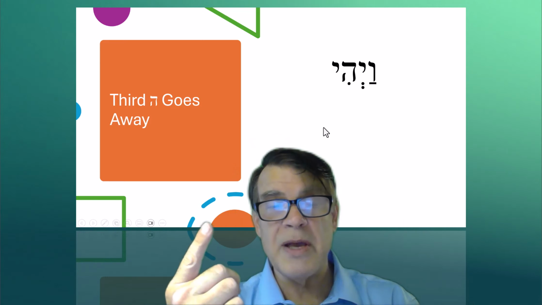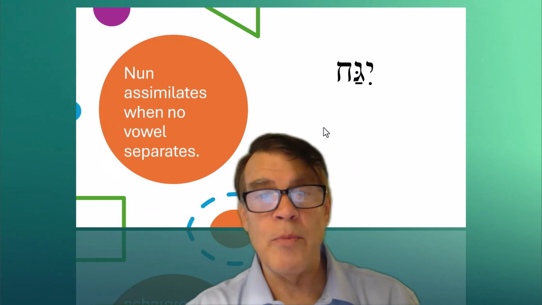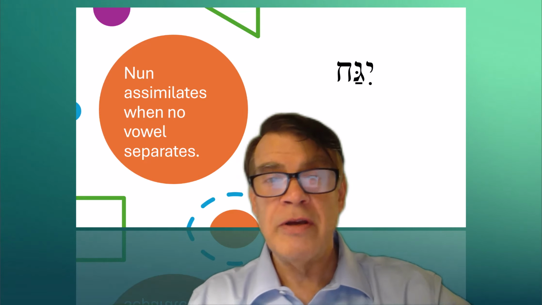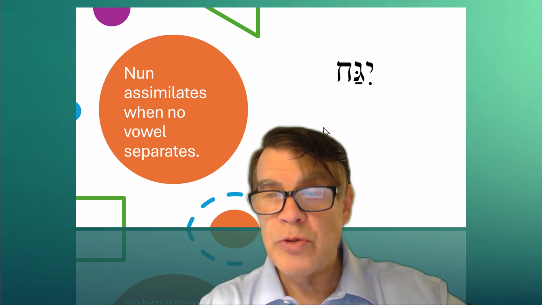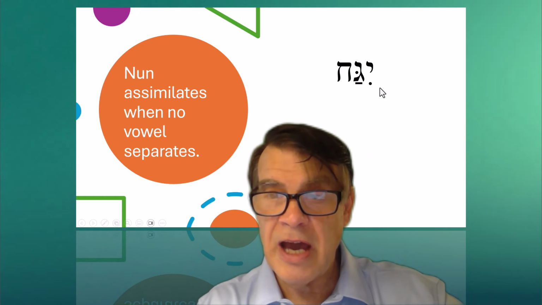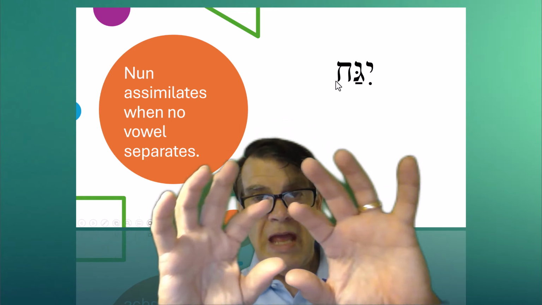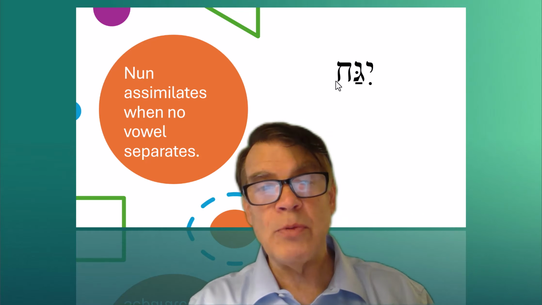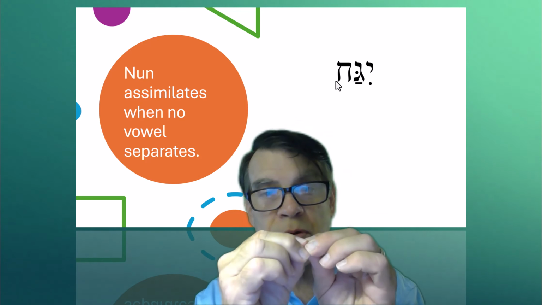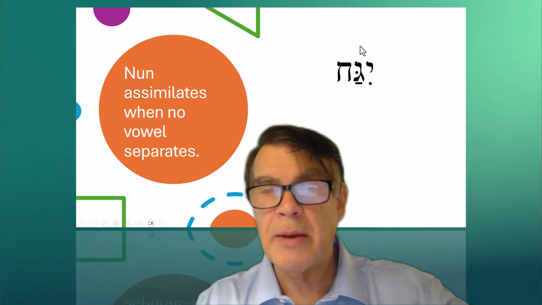So we have gutturals that mess up the vowels and don't do doublings. We have third hays that go away. So another weak verb is the first nun verb. And the problem is that nun assimilates when no vowel separates. So this yigak, if it had been written out fully, it would have been yingak. But what happened was the nun was right next to the gimel, and nun assimilates when no vowel separates and gets sucked into the gimel and becomes a doubled gimel.